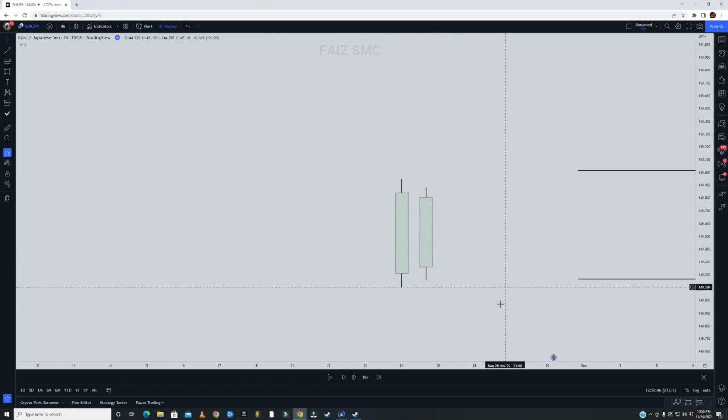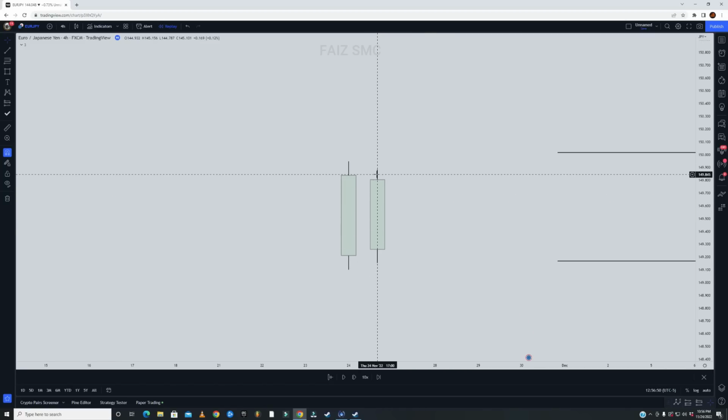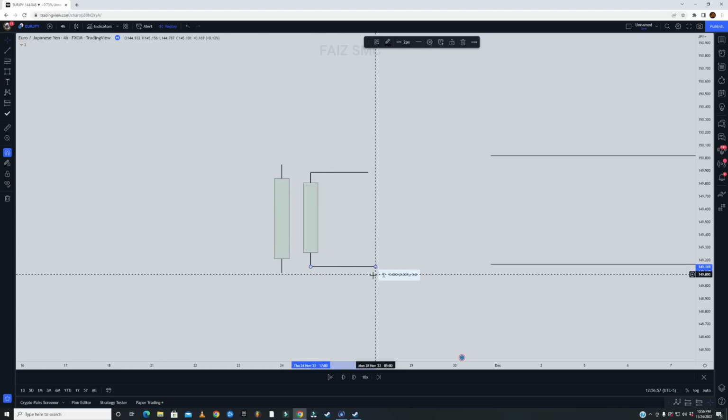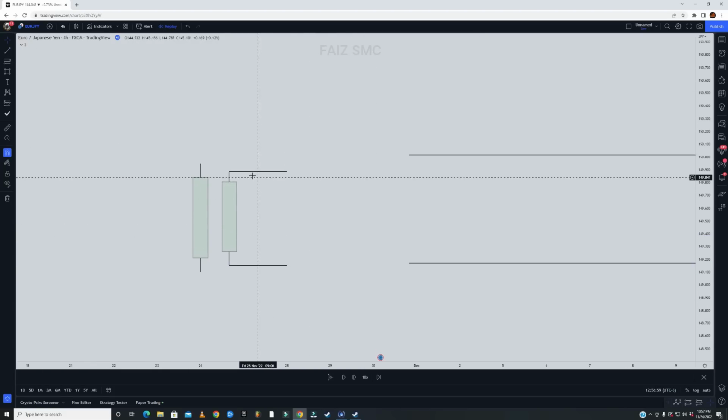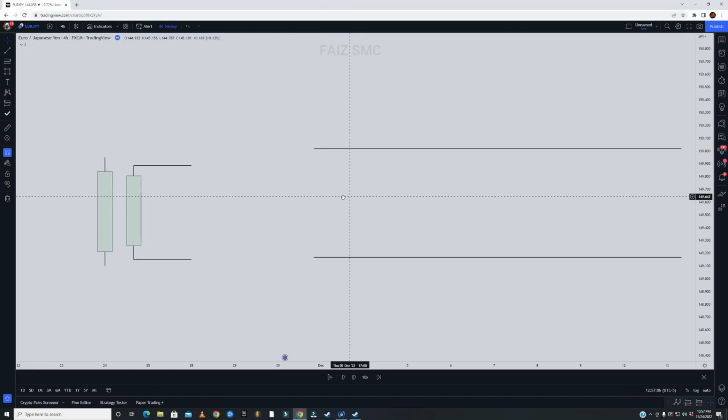Once you wait for the candle to close, what you want to do is mark out the high of this candle, and mark out the low of this candle. Once you have marked these and the candle has closed, you want to drop down. If you're on a 4-hour time frame, you want to drop down to the 5-minute time frame.